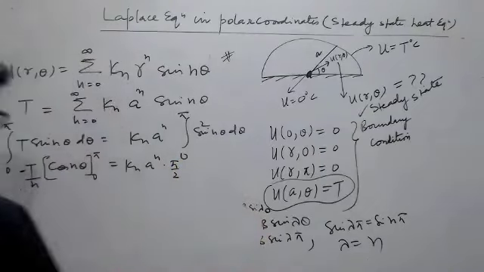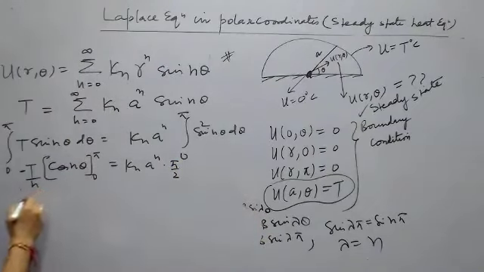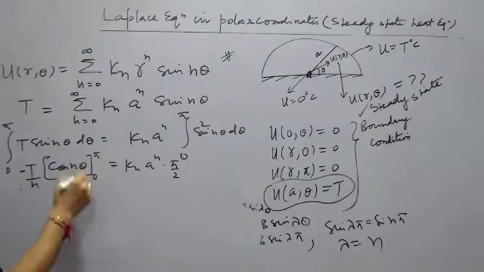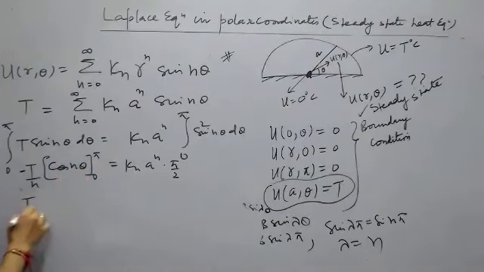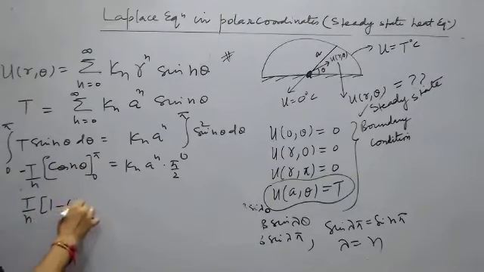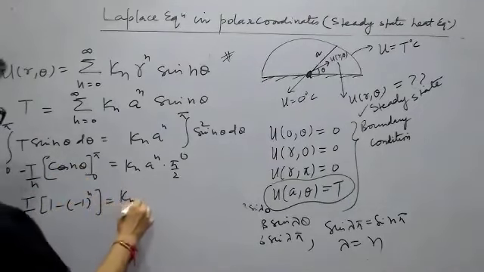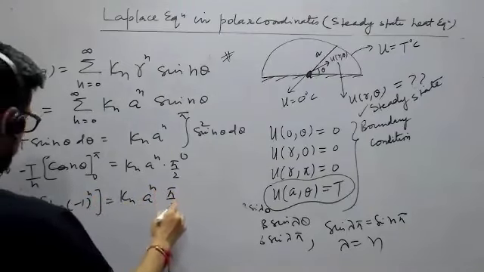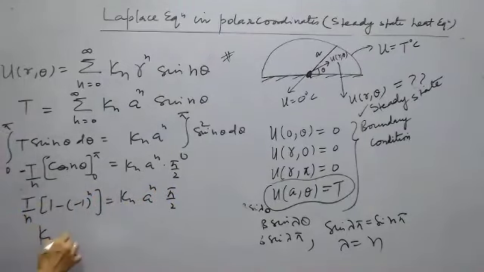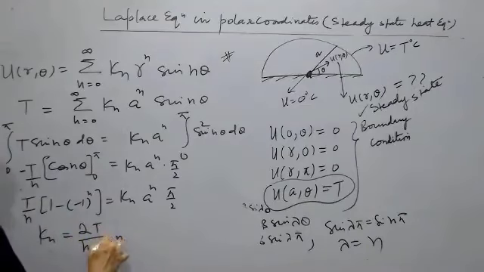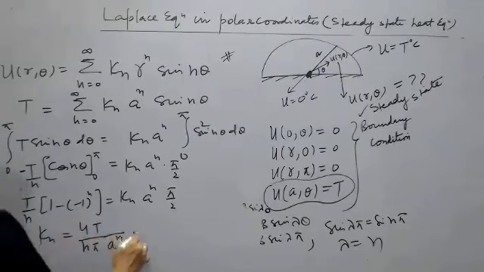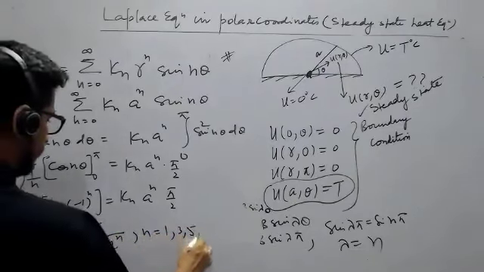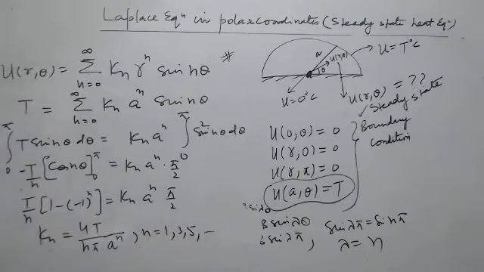And this will give me cos pi minus 1 to the power n, then minus, so it will give me t by n (1 minus (minus 1) to the power n) is equal to kn an pi by 2. So kn will become 2t by n pi a to the power n, and I can write it 4t if I just write n is equal to 1, 3, 5, because for 2, 4, 6 it will become 0.